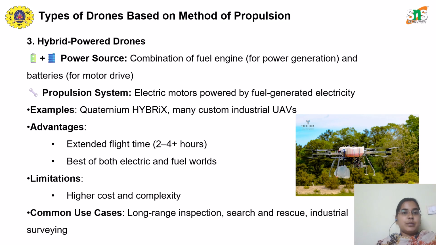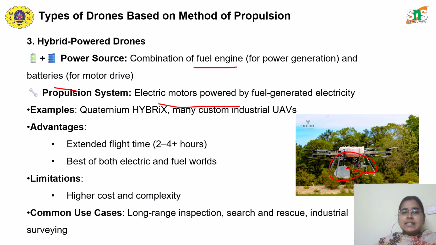Next is hybrid power drones. The power source, as we know, is a hybrid, a combination of a fuel engine and also batteries. And what will be the propulsion type? Electric motors powered by fuel-generated electricity. You can see here we have the motors, but they will be getting their energy from the fuel-generated electricity. An example is Quantum hybrids, and many custom individual UAVs.